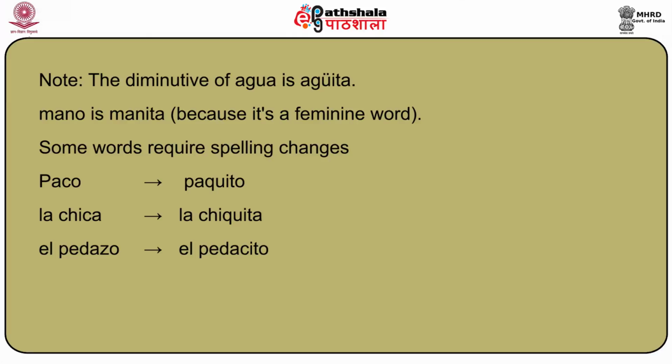Some words, while being used as a diminutive, require spelling changes because the rules have to be perfect in the spelling and the pronunciation. That is why Spanish requires a spelling change to maintain the sound. So Paco becomes Paquito, P-A-Q-U-I-T-O. La chica becomes la chiquita, like we have just said, C-H-I-Q-U-I-T-A. El pedazo becomes pedacito. Pedazo, A-Z-O, changes to A-C-I-T-O.